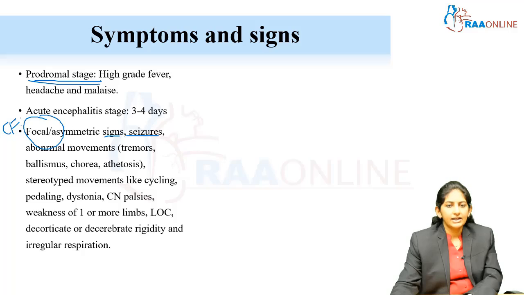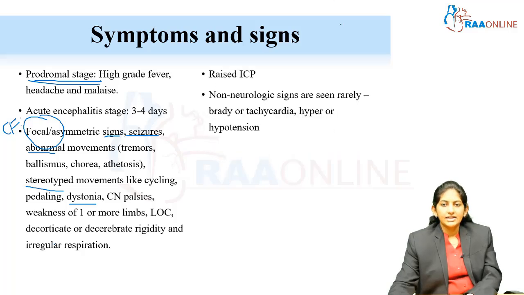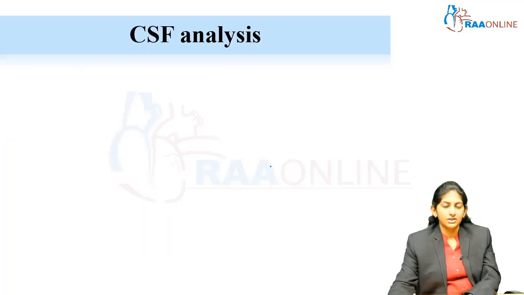Because of the basal ganglia involvement, there will be abnormal movements. So tremors can be there, athetosis, chorea, stereotyped movements are possible, dystonia will be present, and if it involves the upper motor neuron, cranial nerve palsies, etc. In the end stage, there will be rigidity and loss of consciousness. Even the vital centers of the brain can get affected, leading to irregular respiration, coma and death. Raised ICP is also seen, and non-neurological signs once the autonomic nervous system is involved: bradycardia or tachycardia, hypo or hypertension. So any of these can be a part of the picture.